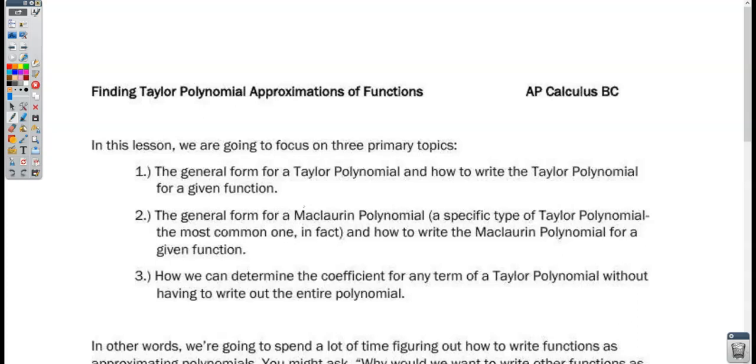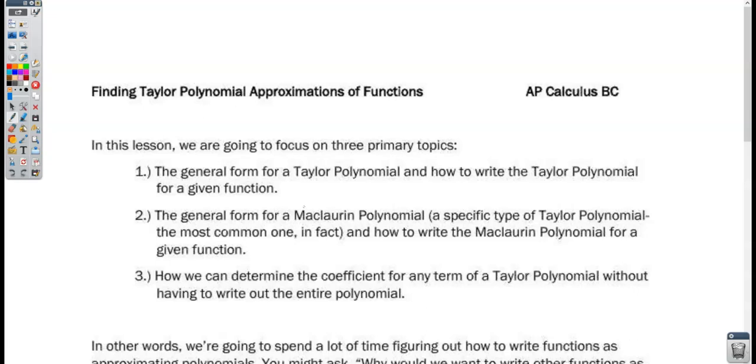Alright, welcome back everybody. In this video we are going to talk about content related to section 10.11 from AP Calculus BC, finding Taylor polynomial approximations of functions. In this lesson, which is going to probably span at least two, maybe three videos, we'll see. In this lesson we're going to focus on three primary topics.